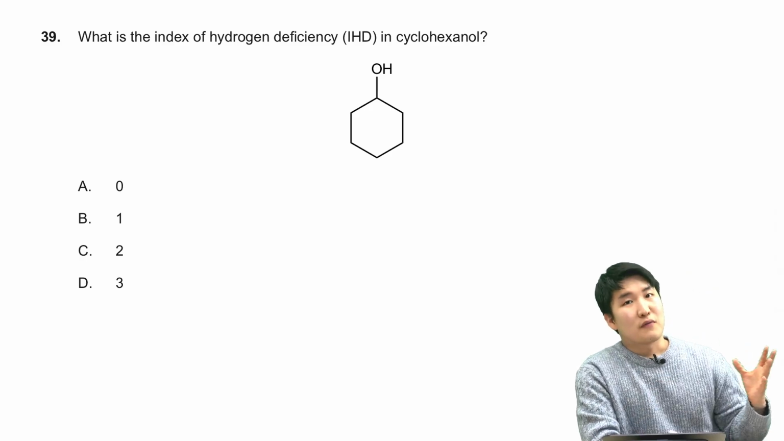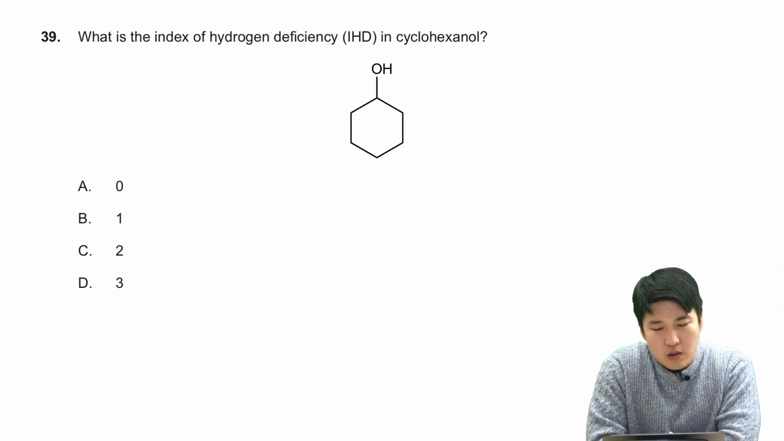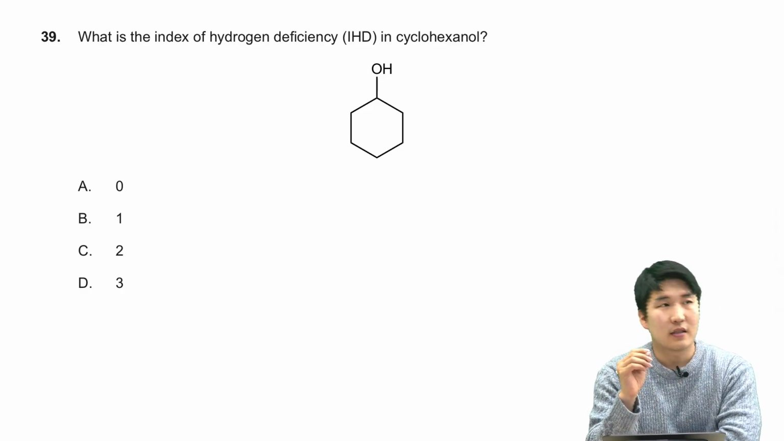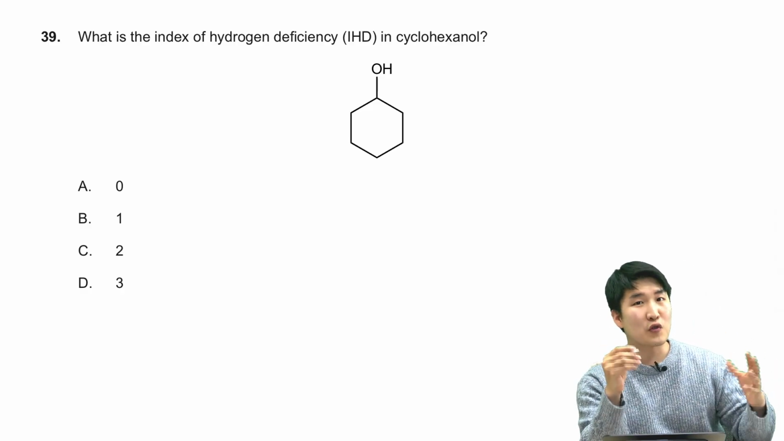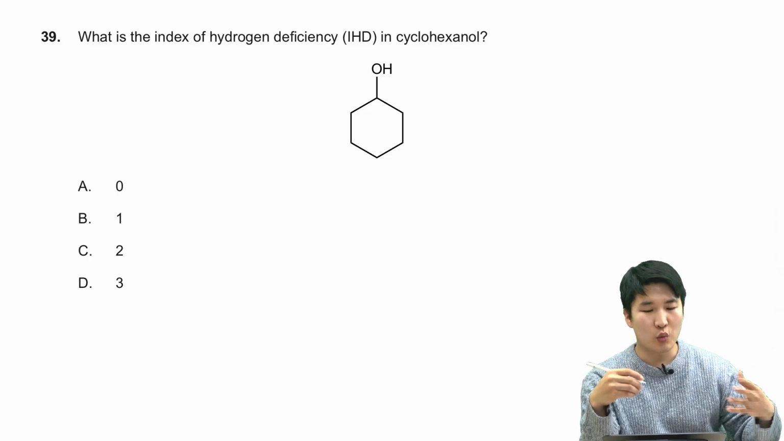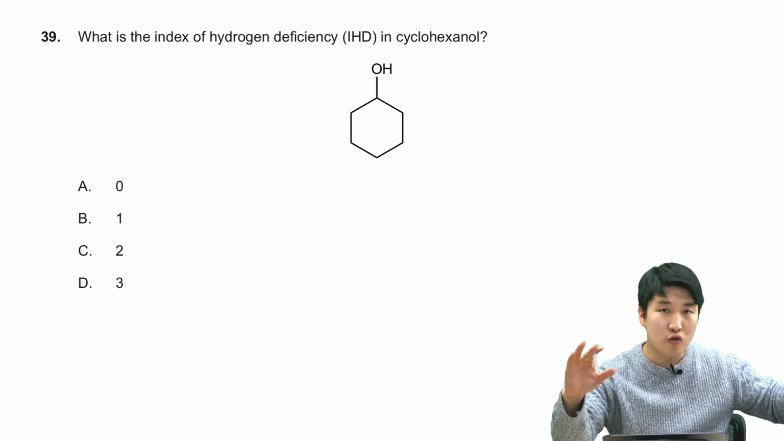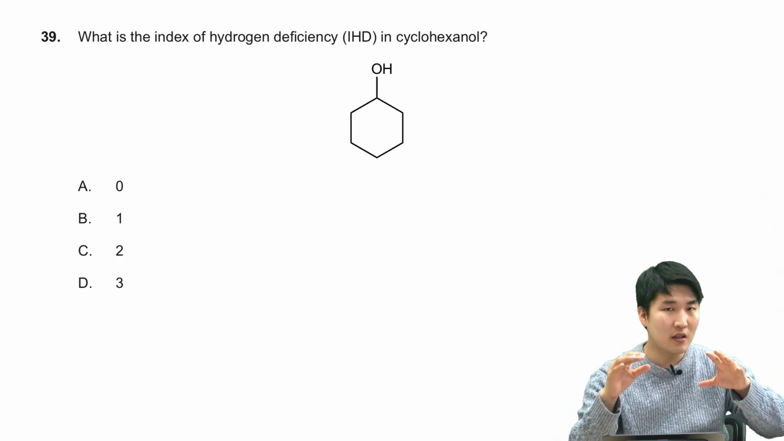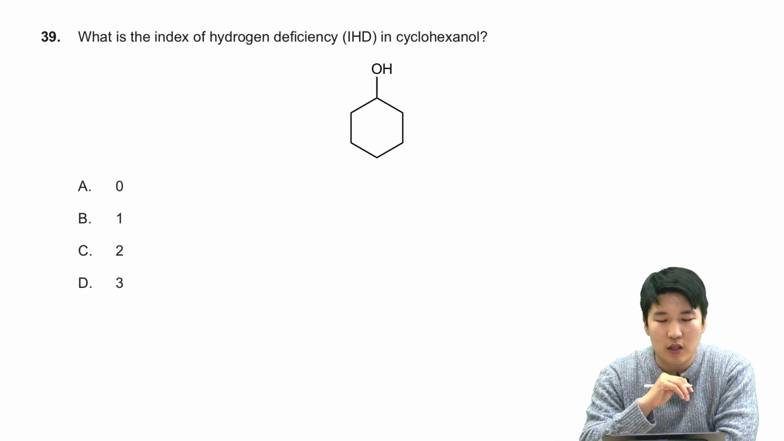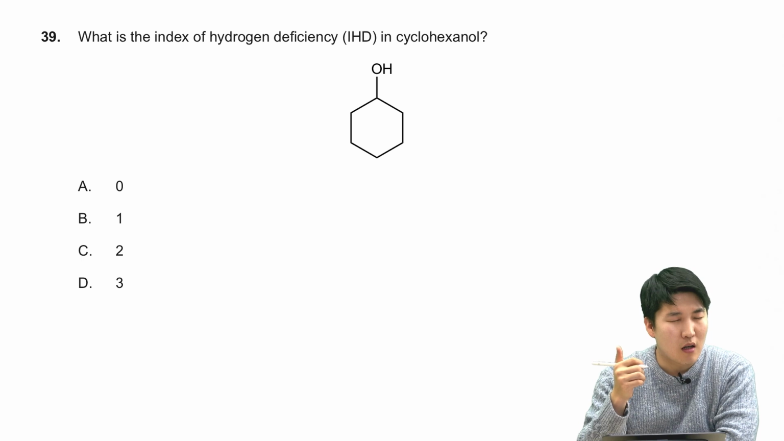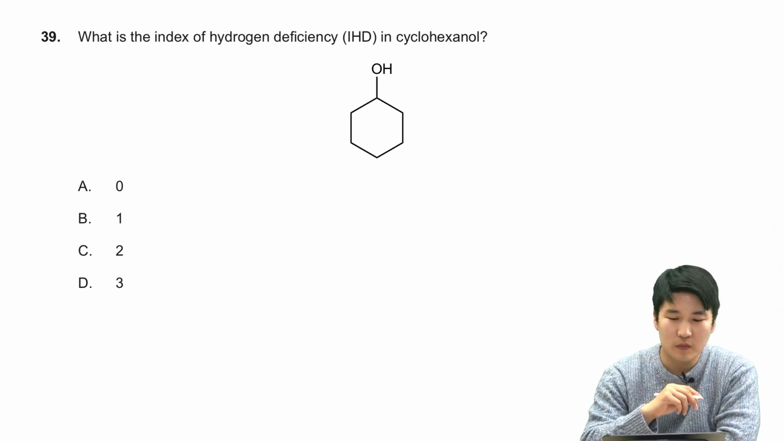Index of hydrogen deficiency, IHD. What's the concept? The concept is how many pairs of hydrogen do we remove from a straight chained hydrocarbon if we have a double bond, a triple bond, or a cyclic form.